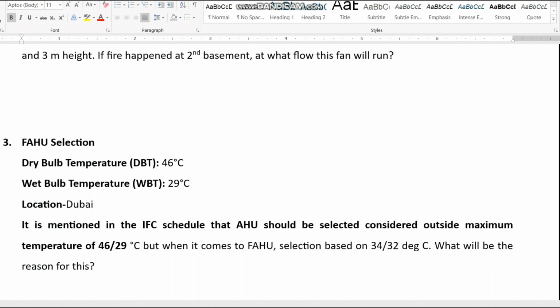So my question is, what is the reason for this? Why only for the FAHU are we going with the other temperature, 34 by 32? Why not the same temperature the Dubai Green Building Regulation recommends, that is 46 by 29? Why only for the FAHU are these changes happening? What is the reason? So this is our third question.